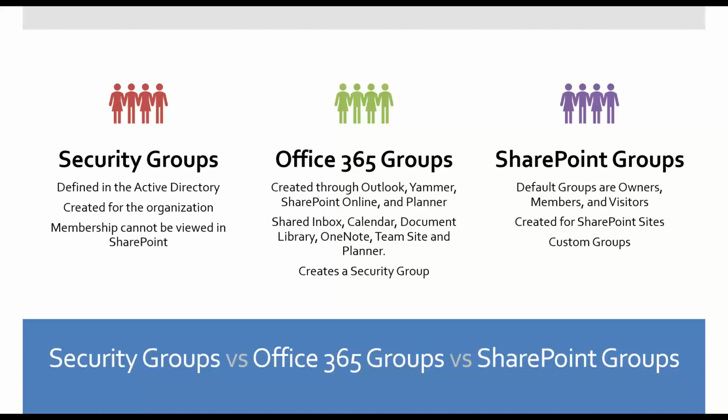And you're creating those groups at the point of either creating a site inside of SharePoint, or you can also create them in other ways as well in Microsoft 365 through things like Outlook and Yammer and so on. So yeah, Outlook, Yammer, SharePoint Online, Planner are some of the places where you can create an Office 365 group. And what you get is not just a group, but you also get a shared inbox, you get a calendar that's shared, you get a shared document library, you get a OneNote notebook. You also get a SharePoint team site and of course Planner as well. So you get all of that plus the actual security group.